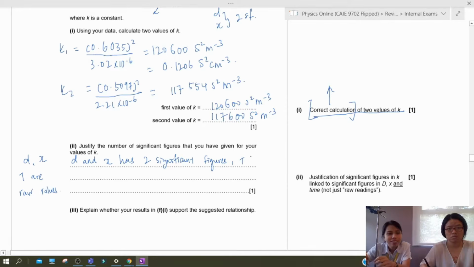Mine is wrong. Don't see my one. I don't know how much. Oh yeah, T has 4 significant figures. You can come in, it's okay. Just don't start singing. Wow, if you start singing, I want it recorded.